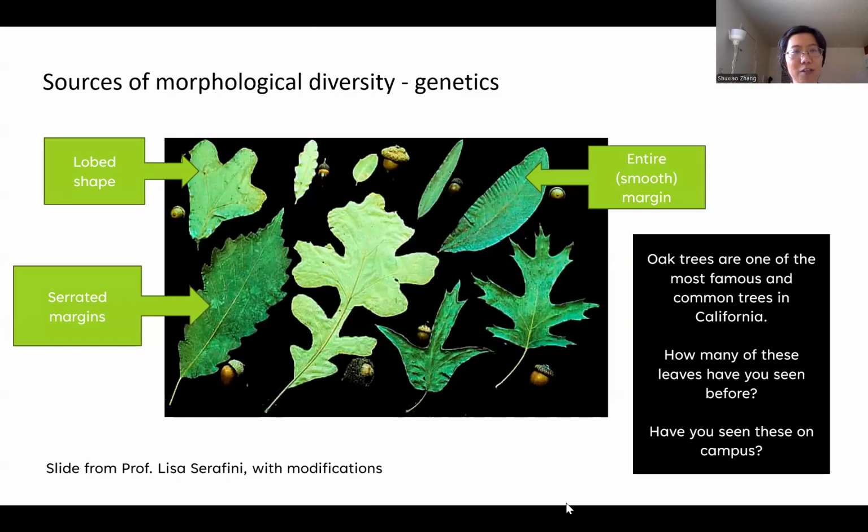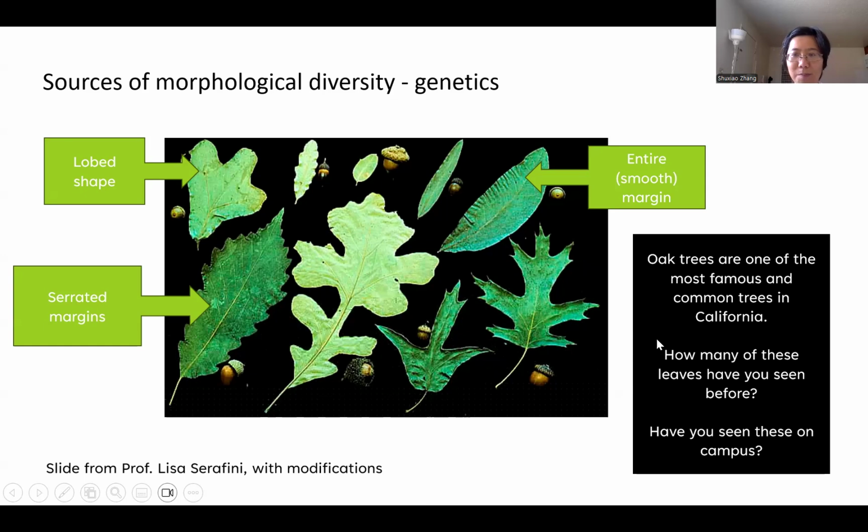So some sources of morphological diversity is genetics. These are all oak leaves. You can see there's a great deal of variation both in the leaf shape and in the shape of the acorns. So here's some terminologies for leaf shape. We can cover this in more detail for the leaf lecture. But in other words, the leaves can be lobed in shape, in which case it's got these large waves, lobe structure. They can have serrated margin. They can have an entire or smooth margin.